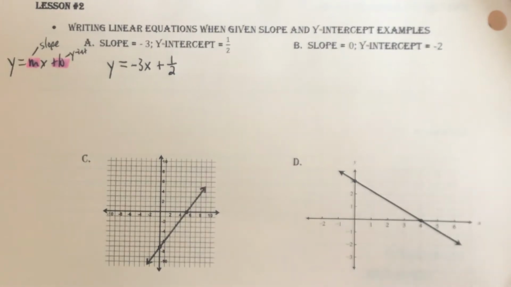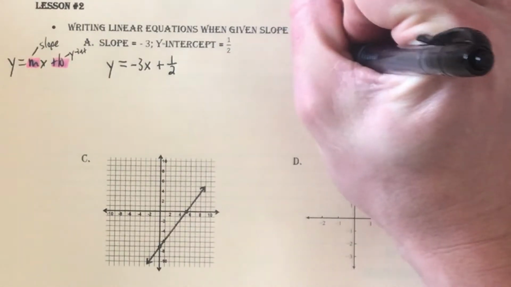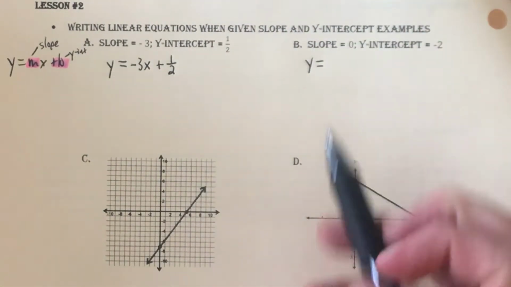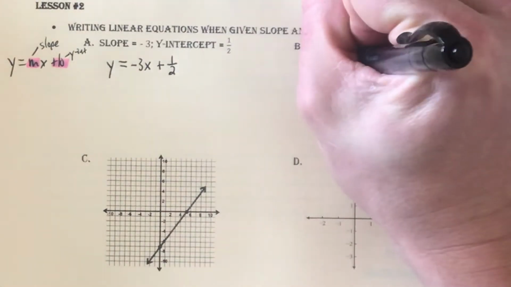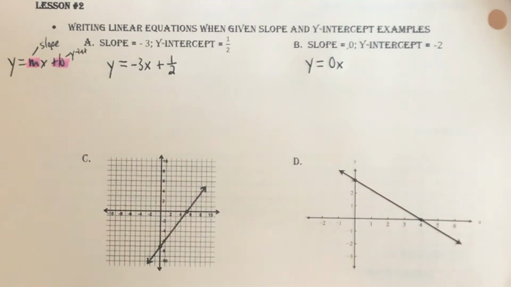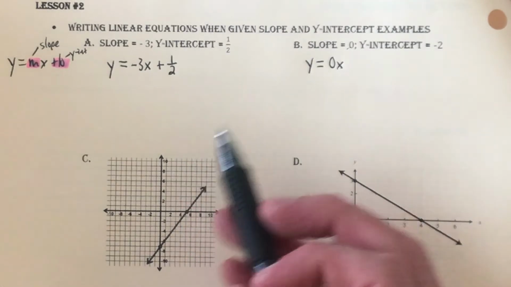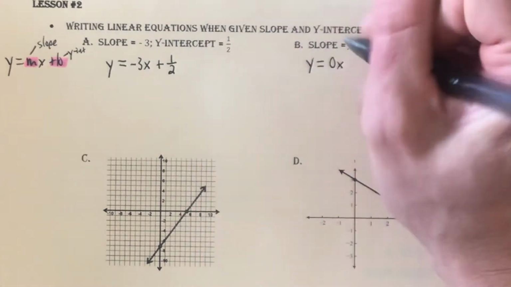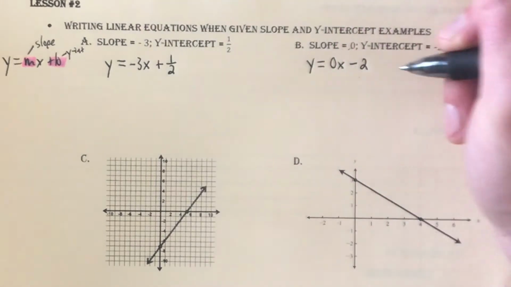So first thing I see is example B says the slope equals 0 and the y-intercept equals -2. Again, I'm going to start by putting y equals, then my slope was 0, and that is multiplying x, because again, we're using y equals mx plus b. Then the y-intercept was -2, so instead of having a +2, I'm going to have a -2.